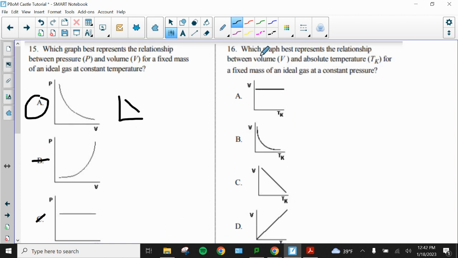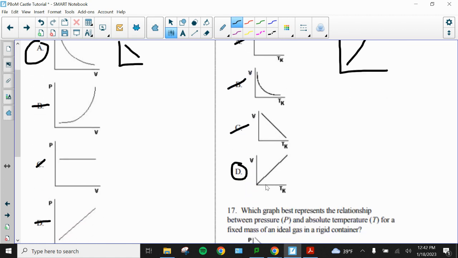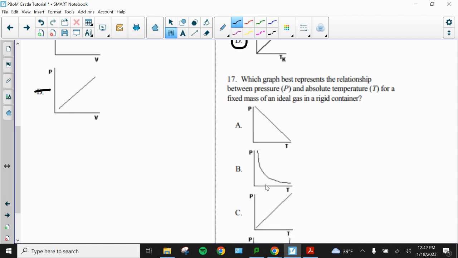16, temperature and volume now. Well, if I increase the temperature, the balloon's going to get bigger. So that is like this. And if I look, that's staying flat. That's going down. That's going down. This is the only one that's going up for direct.